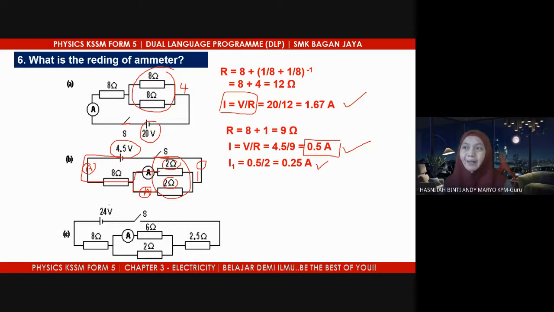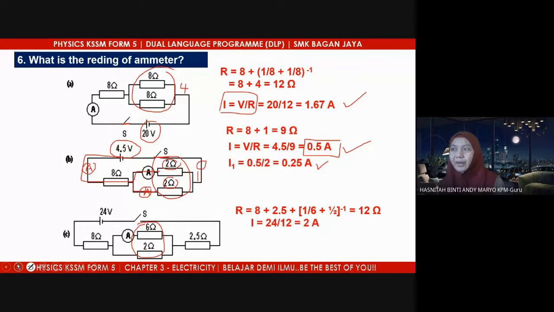Okay. Number 3. Okay, number 3 students. Okay, C. Okay, so you settle this first as usual. This one is not the same now, so we have to calculate a bit. Okay, 1/6 plus 1/2. So this is the effective resistance which is 12. Okay, this one 8 plus 2.5 plus the junction here will give you 12.